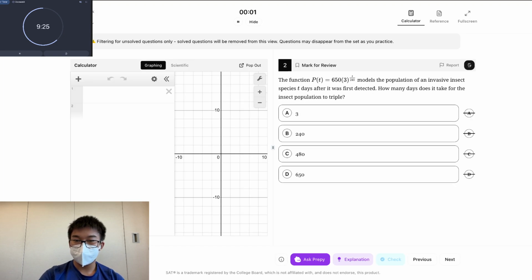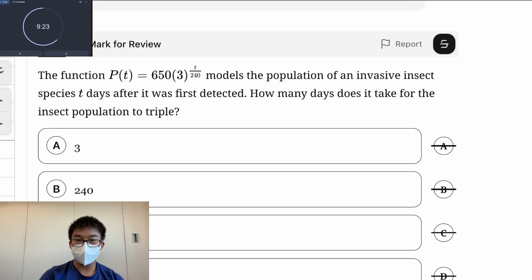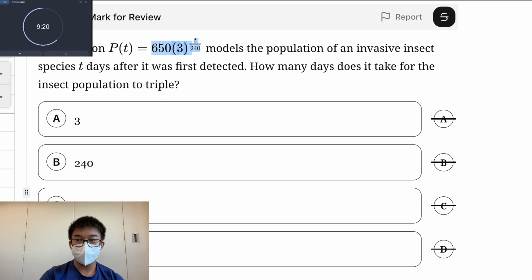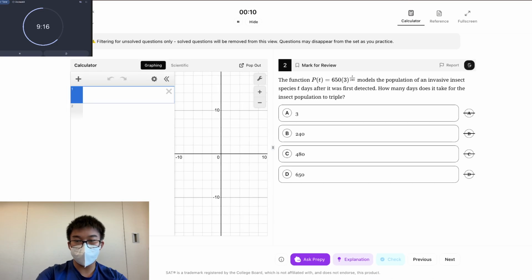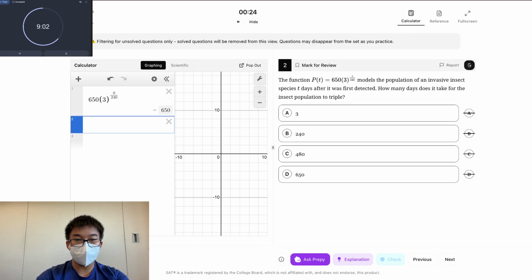Cool. Next, so function P is equal to 650 times 3 to the power of t over 240, modeling a population, and you want it to triple. So you want triple the value. So this is how much it starts off with in day 0. So we will plug in values for these. Let's do 2400, right? Is that triple?